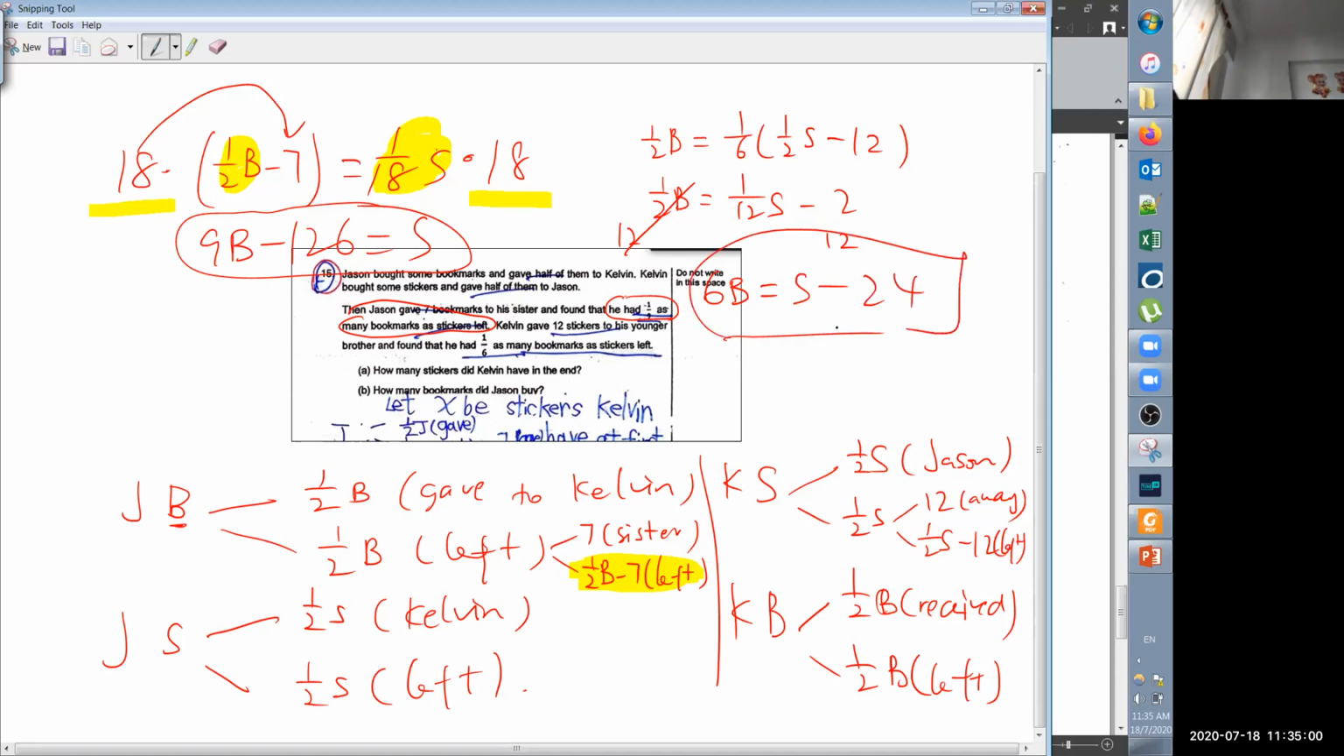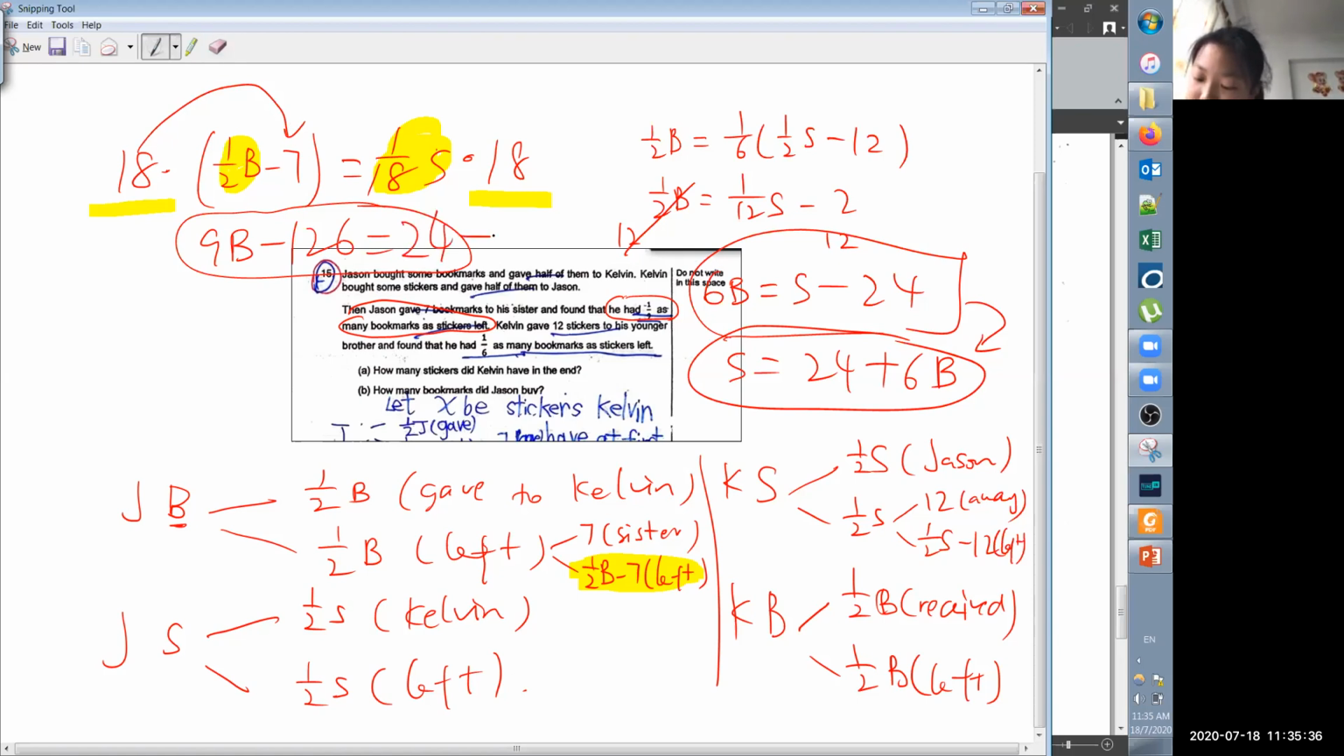So all right. Then you just have to solve. Okay. In fact, it's pretty simple. Over here, can you see that your S is equal to 24 plus 6B? S minus 24 is 6B. So can you see here? 6B is equal to S minus 24. So S is equal to 24 plus 6B, right? So 24 plus 6B is equal to S. So 24 plus 6B. Can you solve this?